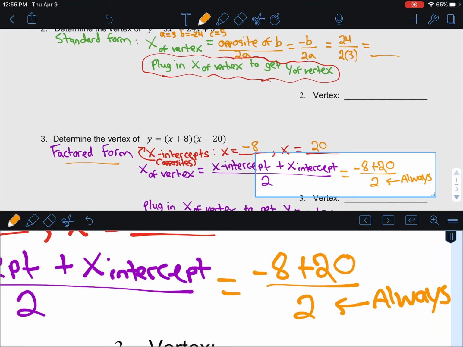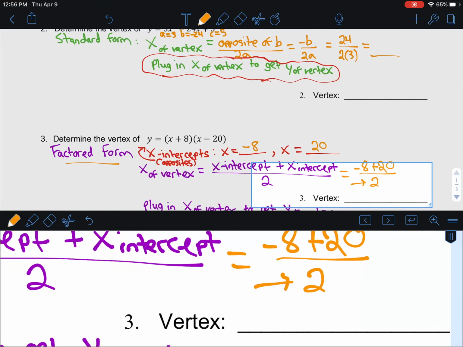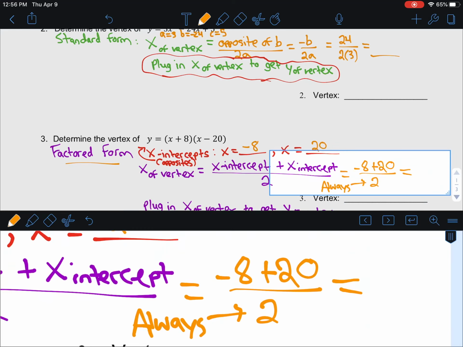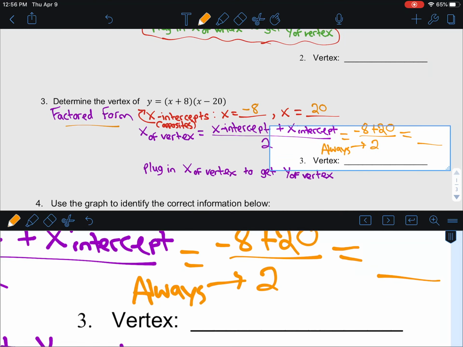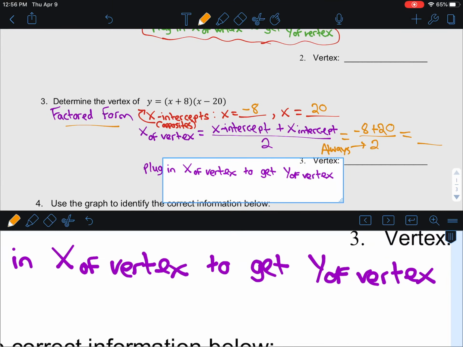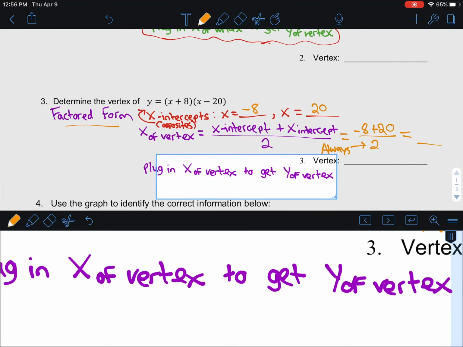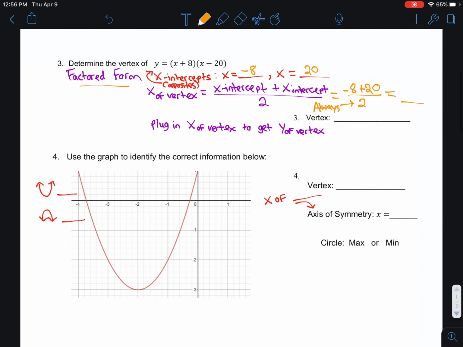The reason why you do that is because you're finding the middle. You're finding the middle of those 2 numbers. Or in other words, you're finding the average of -8 and 20, because the x of the vertex lies in the middle of your x-intercepts. So just to be clear, that is always true. Let me put it on this side because I want to make a blank for you. So whatever answer you get, use your calculator to figure this out. Then whatever answer you get here, you plug that answer in to get the y of the vertex. Again, you can look at my answer key that's in the Schoology folder if you need a little bit more guidance. Number 4. Number 4 is just about being able to read a graph.